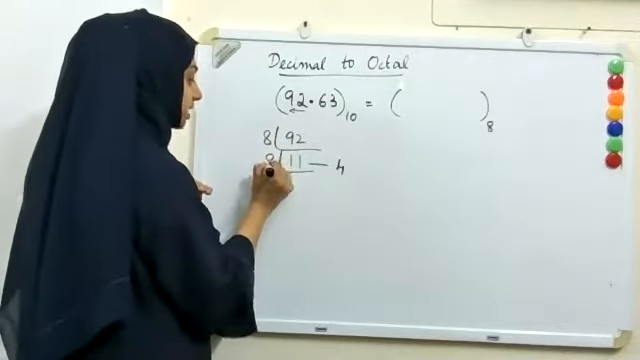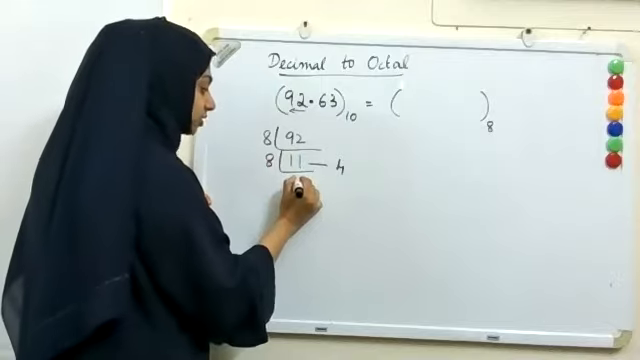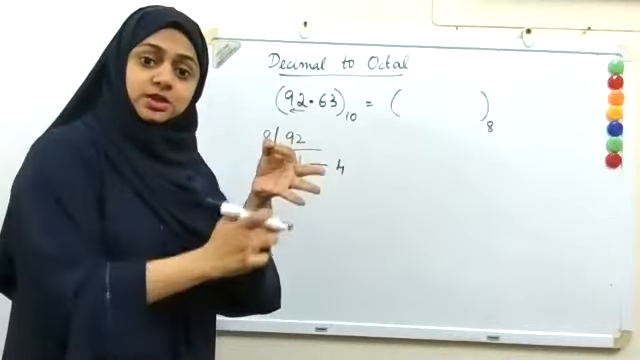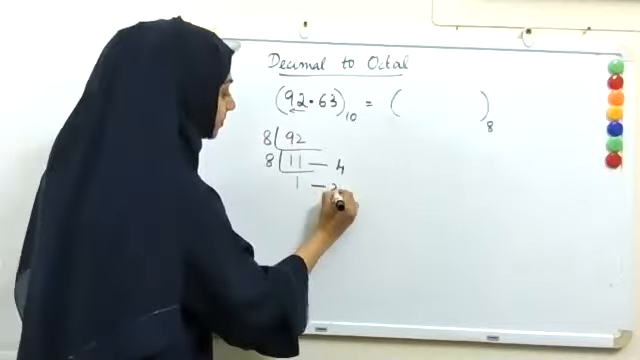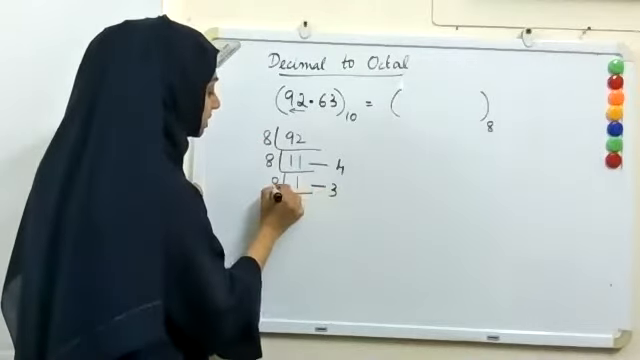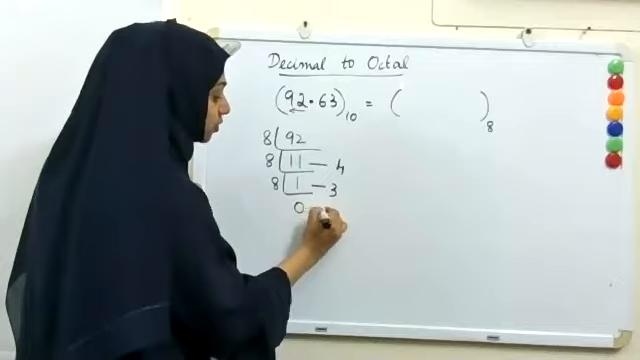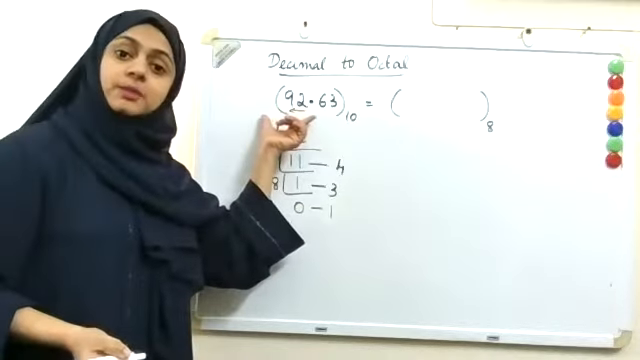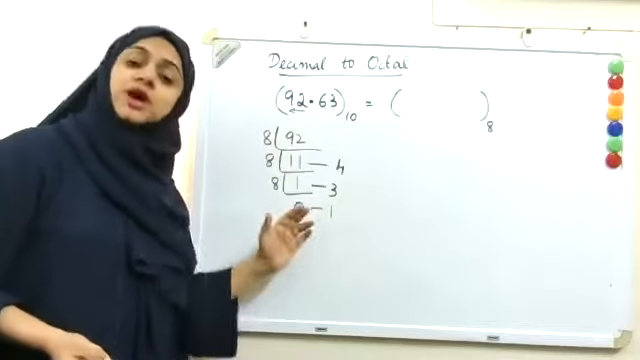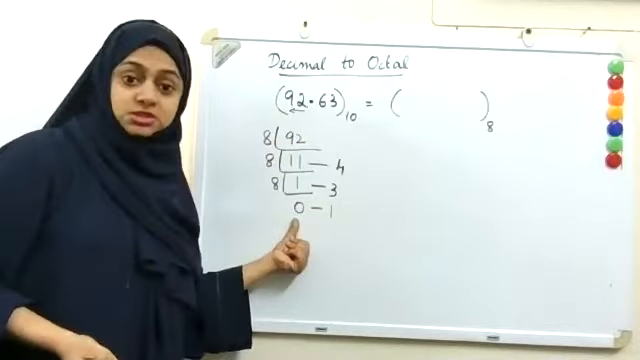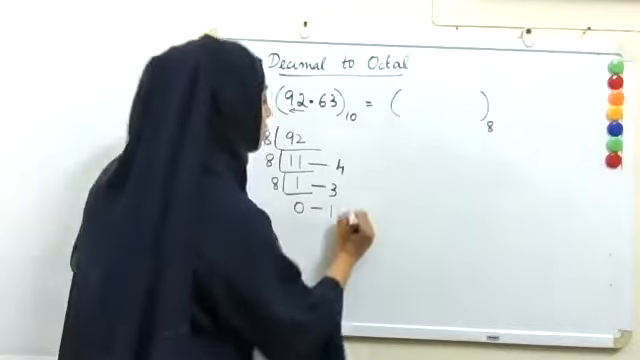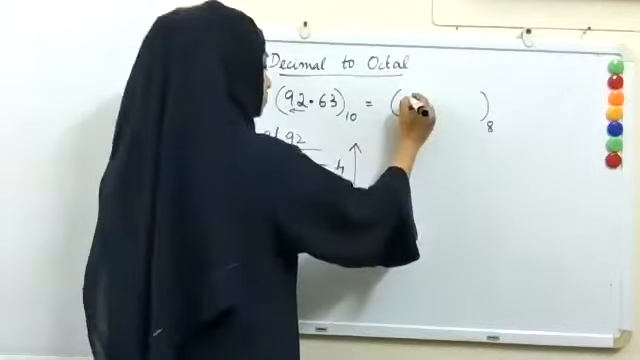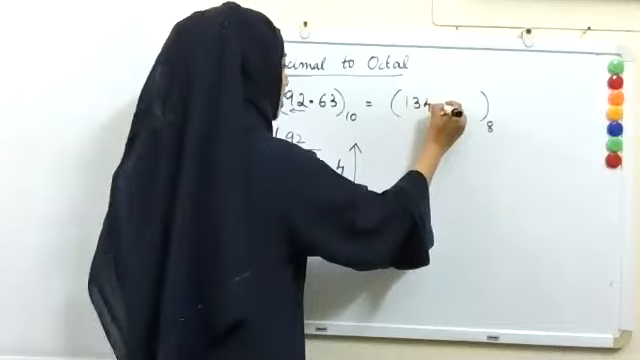Now again I am dividing this with 8. So the quotient will be 1 after 8, 9, 10, 11, and the remainder will be 3. Again I will divide this with 8. So the quotient is 0 and the remainder is 1. So remember, whenever you are dividing a number before the point, you have to divide until you get the quotient 0. And then you have to go from down to up. So the number is 134 point.